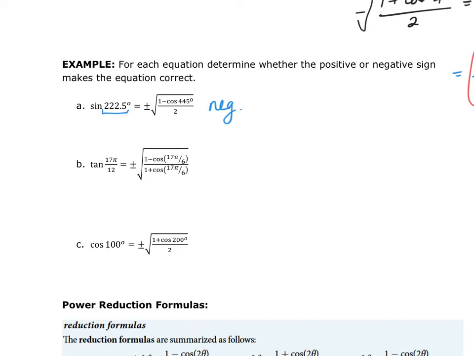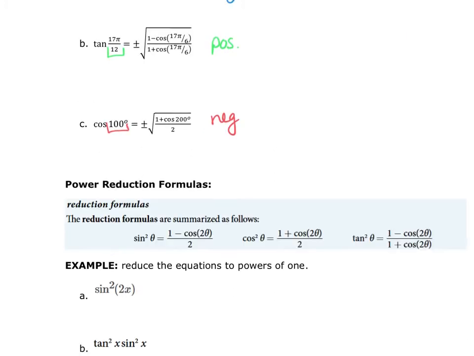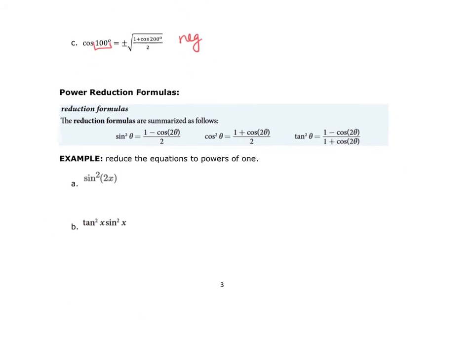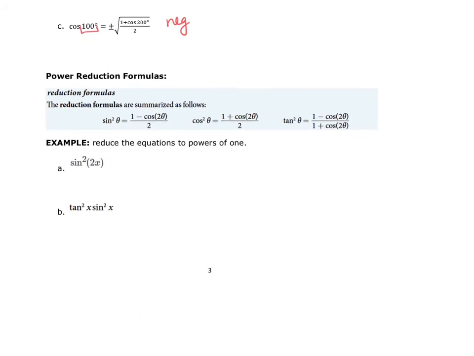The fact that this angle is in quadrant number 3, I take the positive. The fact that this angle is in quadrant number 2, I'm going to take the negative. So you look at where you start out with to determine whether or not you take the positive part or the negative part. The next one we're going to look at is the power reduction formulas.